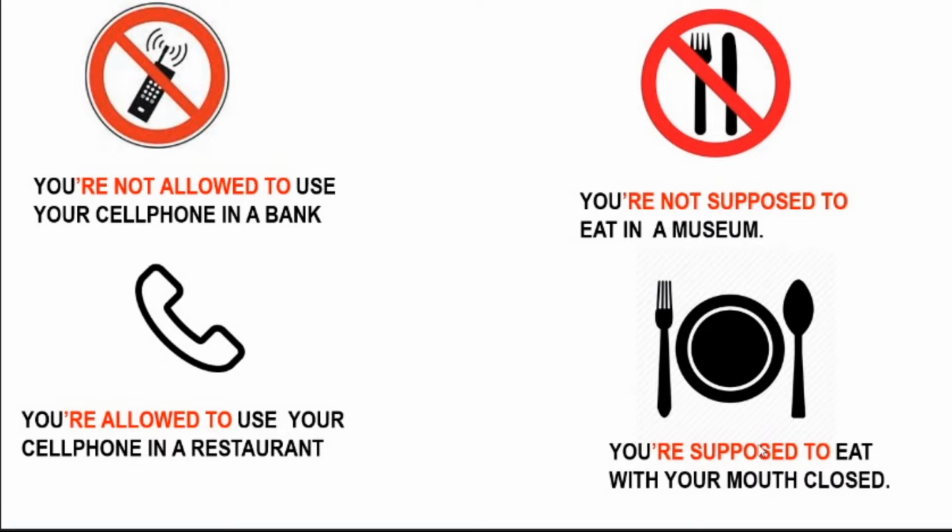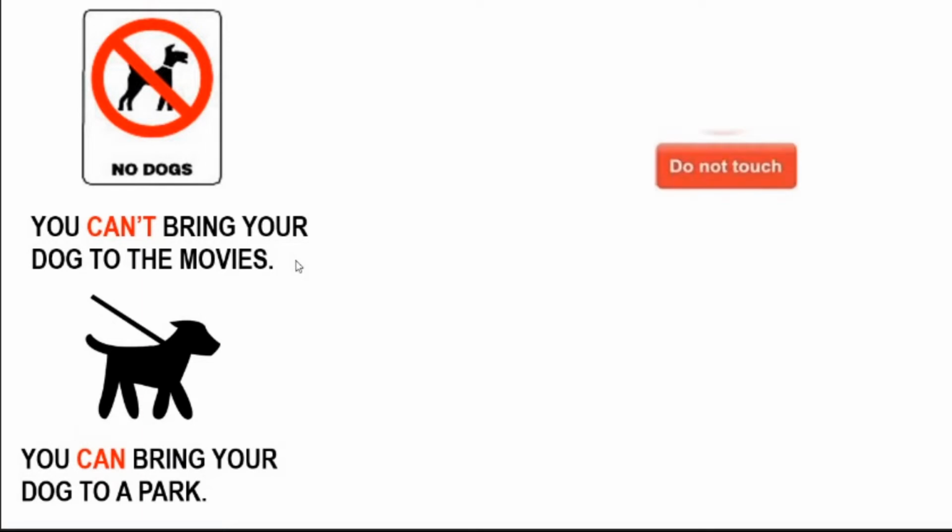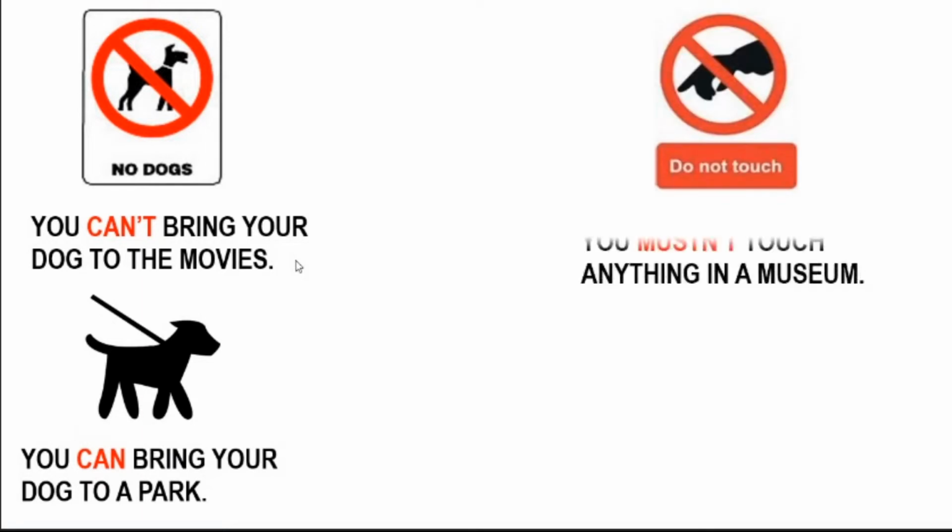Okay, in what other ways can we express this? Look, prohibition. You can also use can't for prohibition. You can't bring your dog to the movies, to the cinema, right? And permission, you can bring your dog to a park. Okay, prohibition, another way to express it.